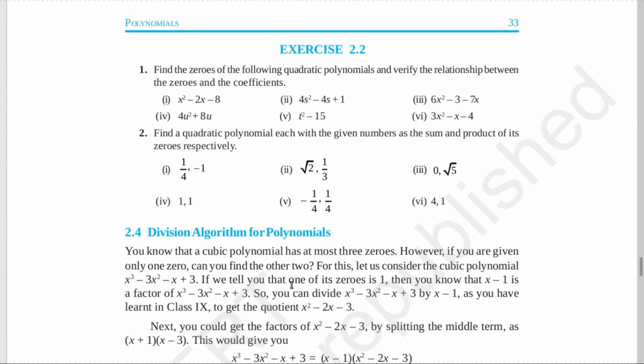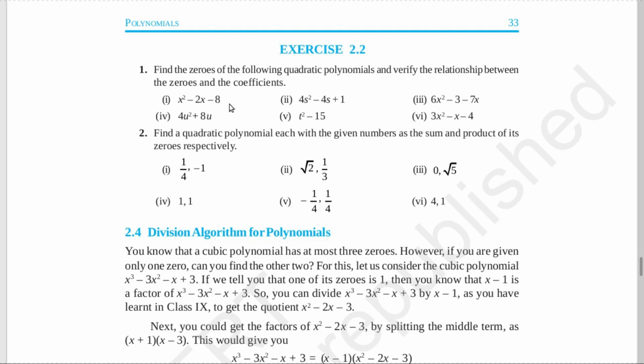Okay. Exercise 2.2, first main. Find the zeros of the following quadratic polynomials and verify the relation between the zeros and the coefficients. So I will read the question again, try to understand the question. Find the zeros of the following quadratic polynomial. So you are given some quadratic polynomials here. So you need to first find the zeros of these quadratic polynomials, and after finding the zeros, verify the relationship between the zeros and the coefficients.